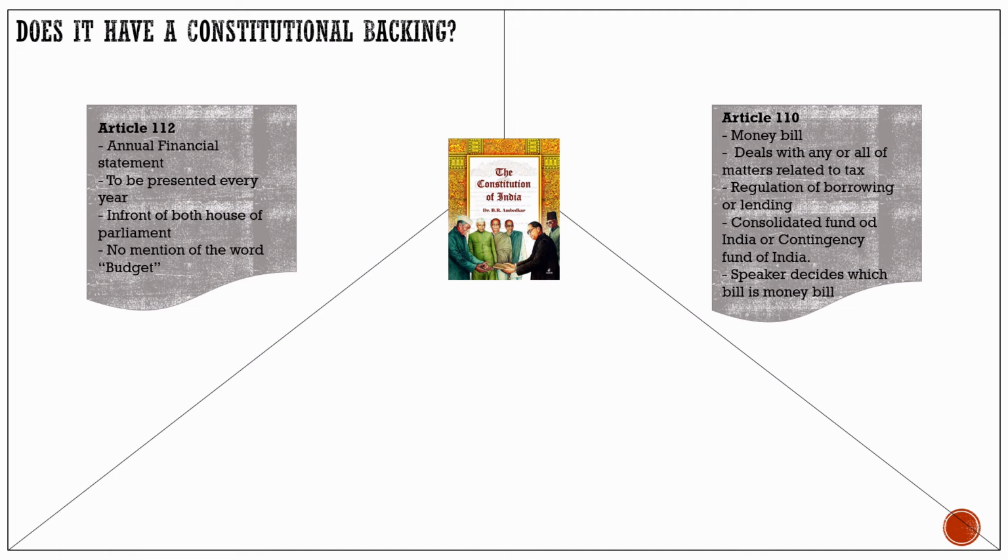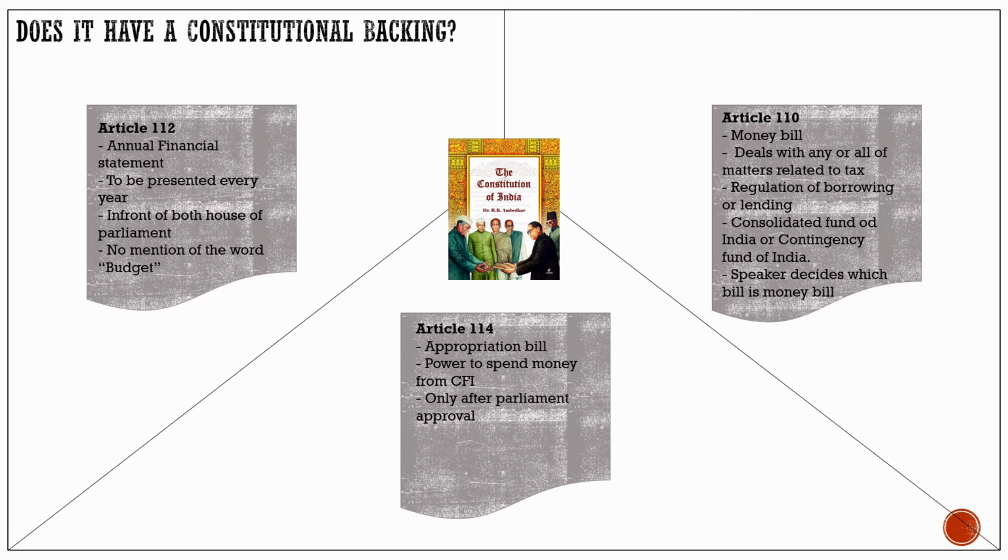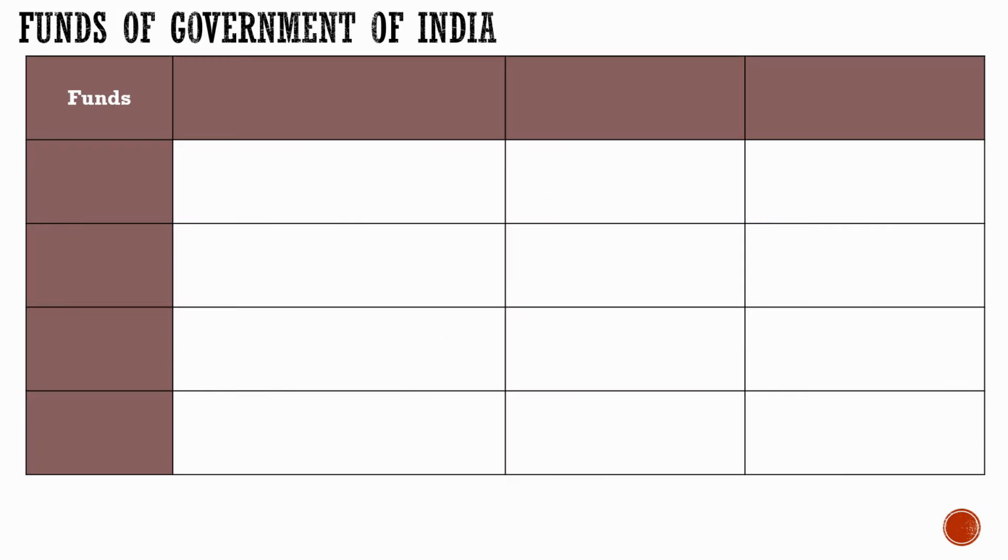Third one being Article 114 of Indian Constitution. Article 114, also known as the Appropriation Bill, gives power to the government to withdraw funds from the Consolidated Fund of India for meeting the expenditure during the financial year. As per Article 114 of the Constitution, the government can withdraw money from the Consolidated Fund only after receiving approval from Parliament. We just saw that there are different types of funds which government handles to manage its expenditures and receipts. Let us have a look at them in detail.